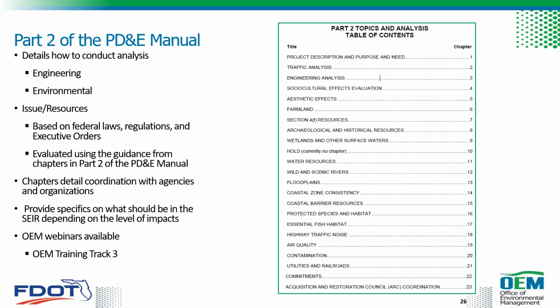Chapters in Part 2 of the PD&E manual detail how to conduct the engineering and environmental analysis. They provide guidance on coordination with the agencies and organizations, and also they give specifics on what should be included in the SEER dependent on the level of impacts. Several of these PD&E manual chapters in Part 2 also have NEPA introductory courses, and most of these are available as webinars, and they're available on OEM's training page.